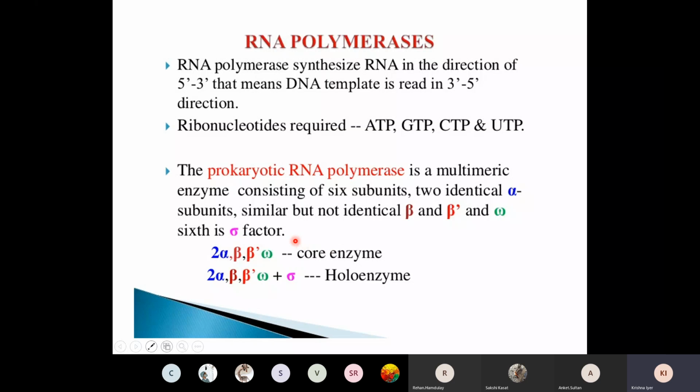Now these 5 are always there as part of the RNA polymerase, so they are called the core units, and they form the core enzyme. While this sigma factor is not always associated, it is needed for the polymerase to begin its work. That's why when it is there, the enzyme is fully functional and it's called a holo enzyme.